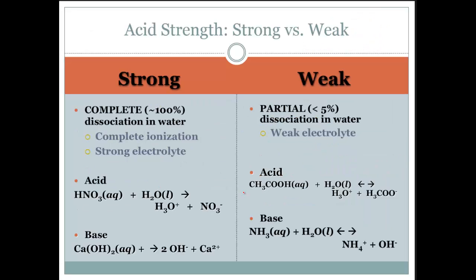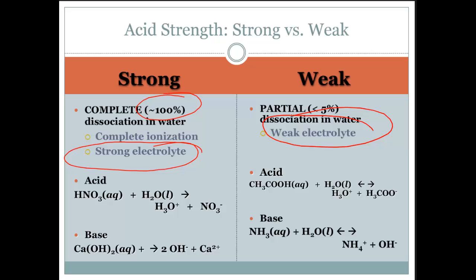So let's look at the words strong and weak as you're reading. Strong means there's a complete dissociation in water, approximately 100%, whereas weak has a partial dissociation in water. Because of the dissociation, strong makes strong electrolytes. A lot of charges are floating around, whereas the weak has a weak electrolyte. As an example here, we have nitric acid. The hydrogen is given off from the nitrate, where the water then absorbs it. Notice the single direction arrow.